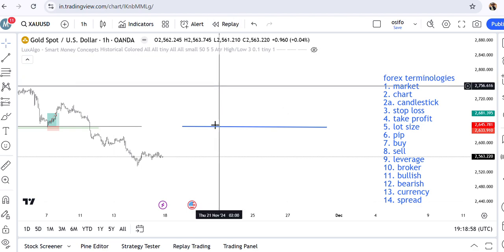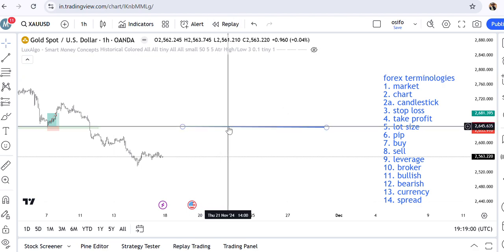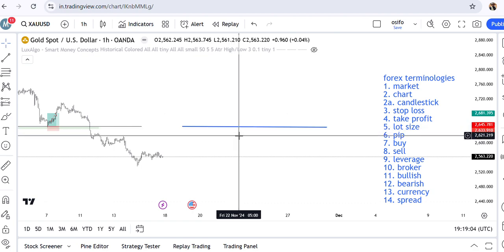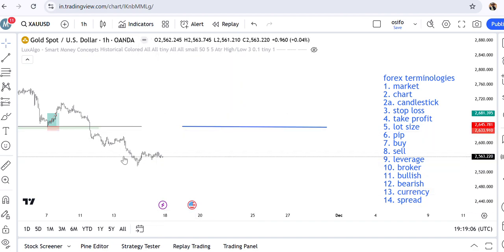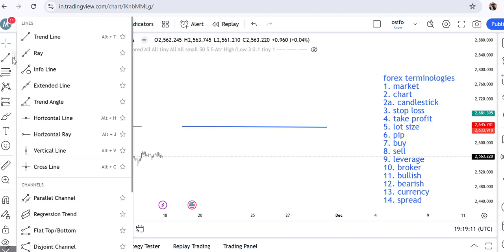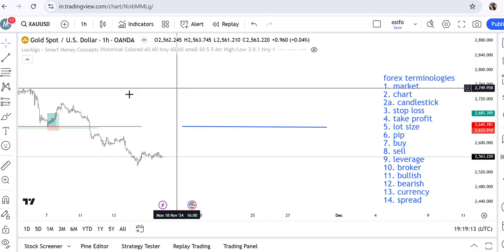Okay, so for instance, we'll say we're going to be entering a trade at this blue line right here, right? And we want the market to go up above like this. Let me see if I can draw it out.